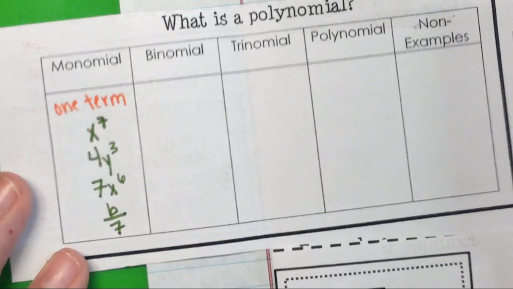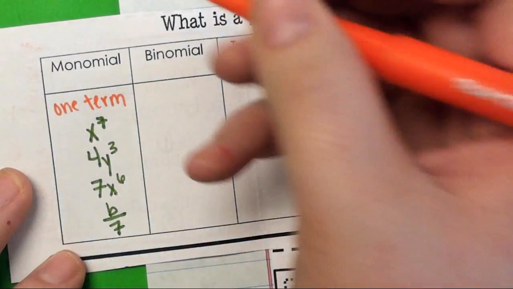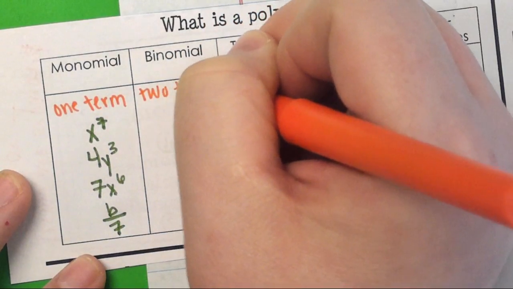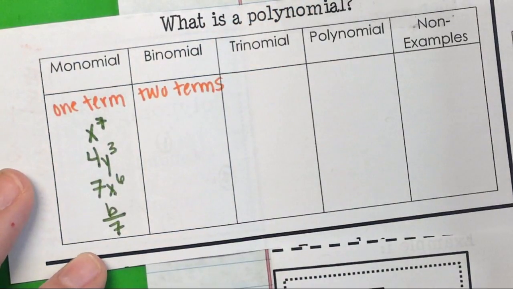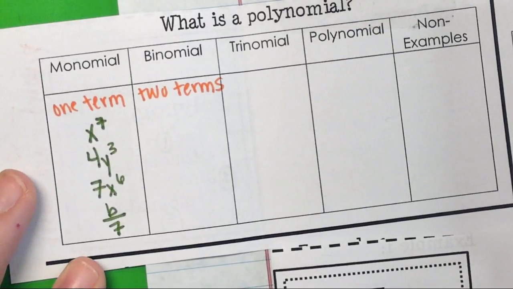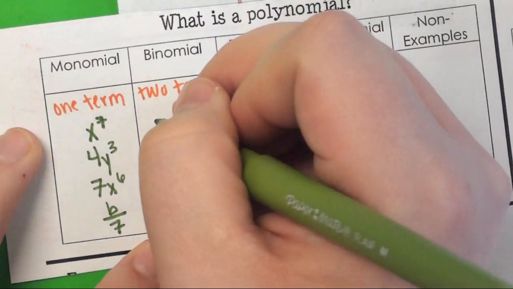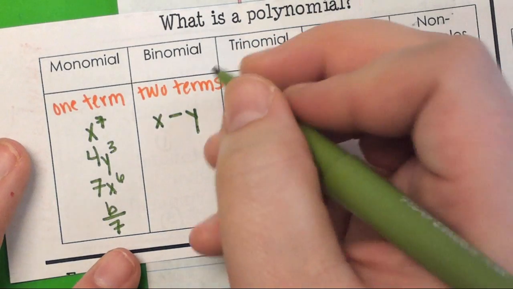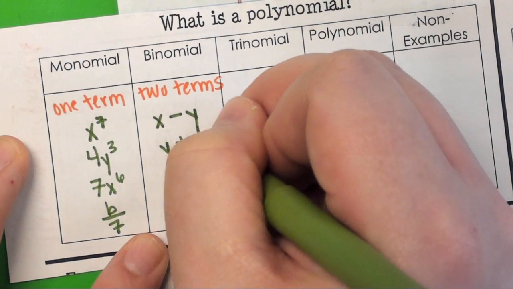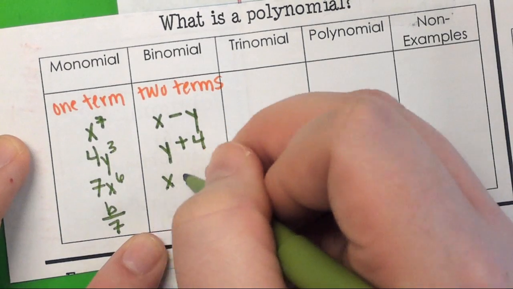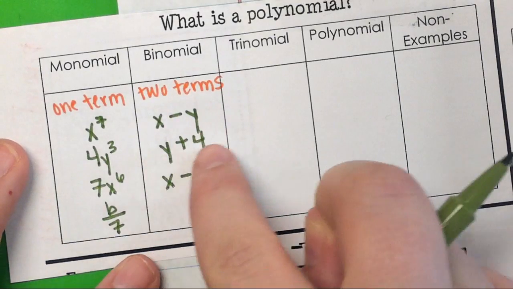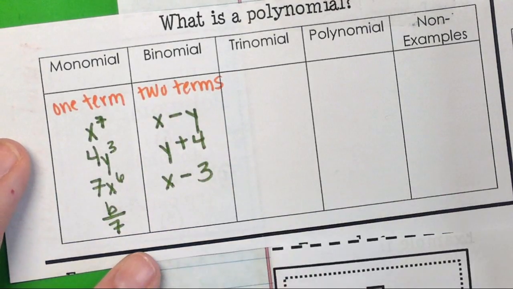Okay. And it says binomial, which, like Ashanti said, means two terms. So we've got to have examples with two terms. So x minus y. y plus 4. x minus 3. One term, two terms. Two terms.